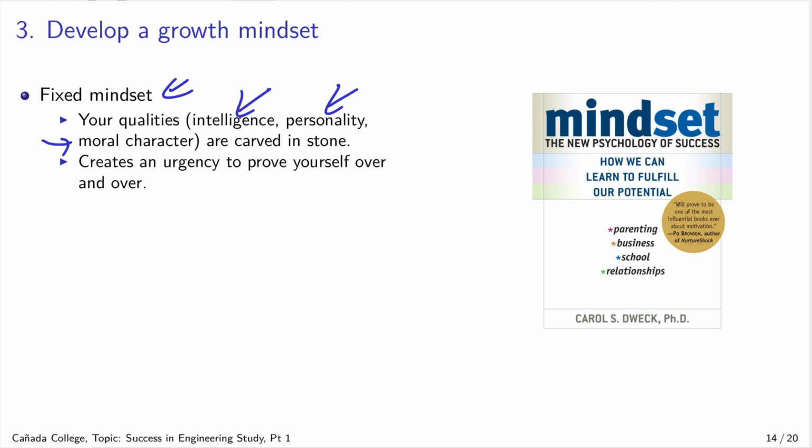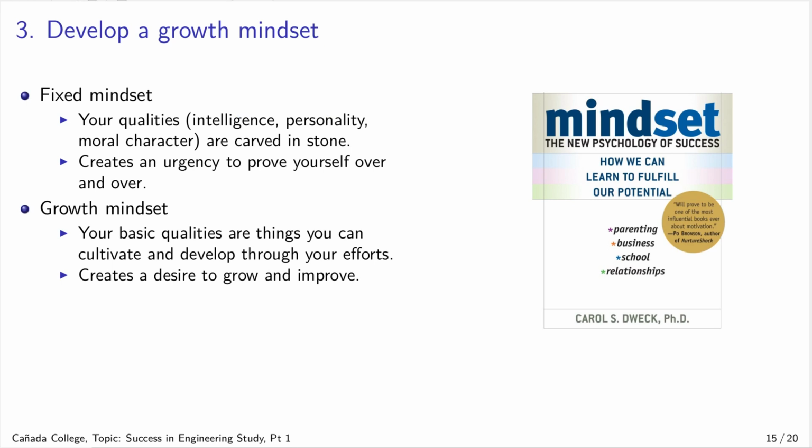Okay? So for example, maybe what you think about as your intelligence, your personality, your moral character, you think that these are all set in stone. What that leads to is a tendency for you to prove these characteristics over and over again. On the other hand, somebody who has a growth mindset believes that any of these things can be changed through effort. Whether it's your intelligence, your personality, your character, all of these things can be changed by effort. And what that leads to is a natural tendency for you to constantly grow and improve. And so it's important for you to think about this. If you get a chance, you can read through this book by Carol Dweck, Mindset: The New Psychology of Success. And it's important to be able to go past the fixed mindset and try to introduce as many aspects of the growth mindset as you can.